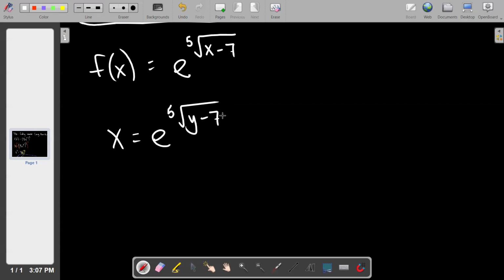So we're going to, again, natural log both sides. We're going to natural log the left like this, and we're going to natural log the right.